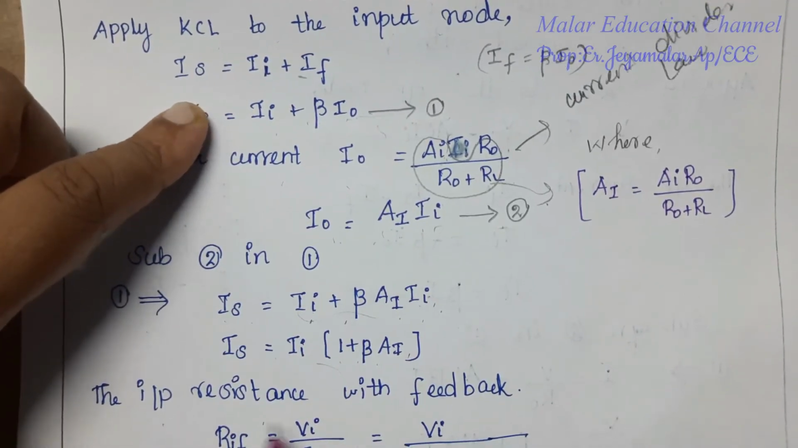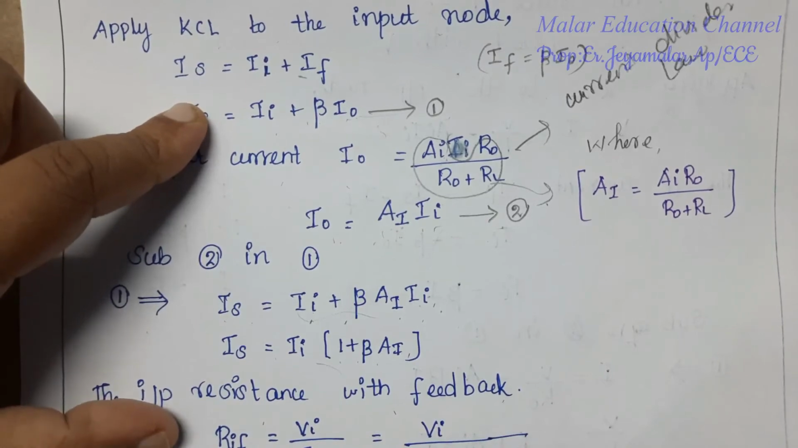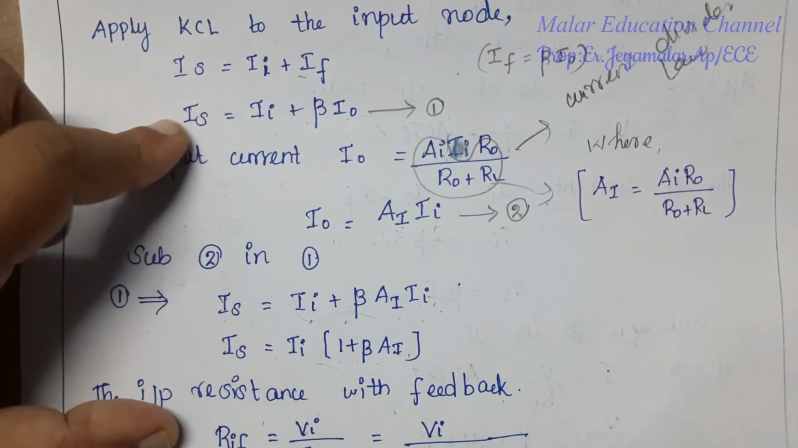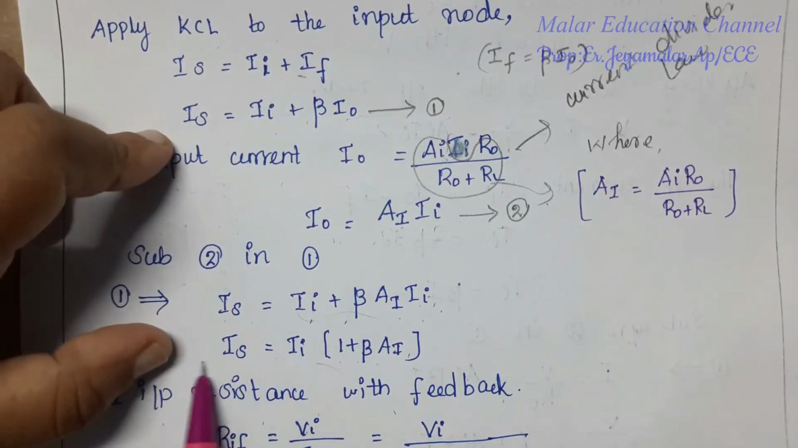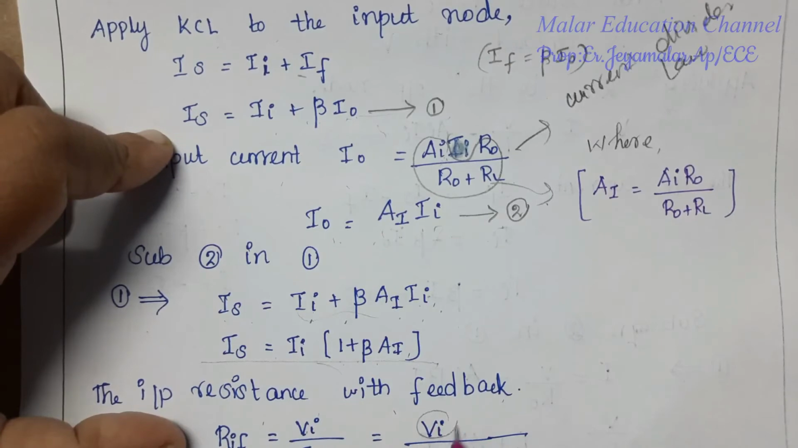Then the input resistance with feedback, RIF equal to, according to Ohm's law, R equal to V by I. Input means VI by IS. IS is the input source. So the numerator is VI, the whole divided by, substitute the value of IS. IS equal to II into the whole term.